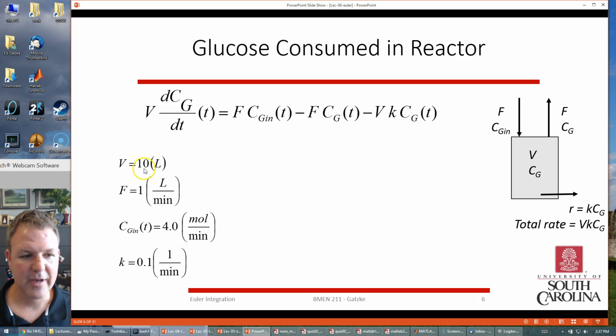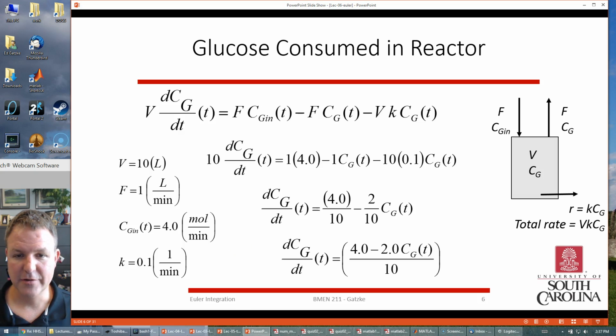If we actually have numbers for these values, so a 10-liter reactor, a flow rate of 1 liter per minute, a concentration of the glucose coming in, and a reaction rate value, 0.1, now we can plug those into our differential equation to get numbers. We can rearrange the differential equation to get everything on the right-hand side and the derivative here on the left-hand side. Once we have these numbers, we realize the function ends up being this derivative on the left-hand side and the variable of interest on the right-hand side, and some constants. So this is our right-hand side, our f function of time, and this is our derivative. We've got to solve this starting at an initial value for the concentration.